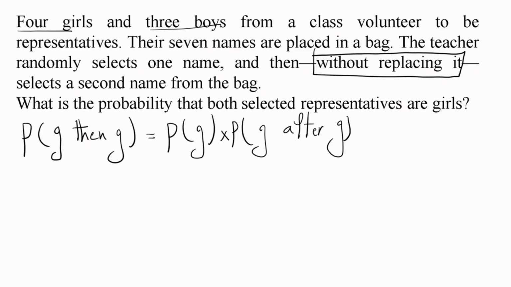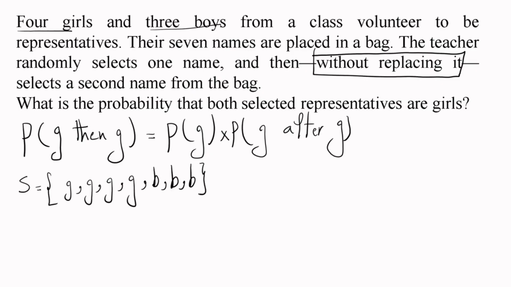I do not know if it is needed to write the sample space or not, but I'm going to write it for you anyway. I have 4 girls, 1, 2, 3, 4. 3 boys, B, B, B. Then I'm going to find the probability of picking a girl's name. What is the number of favorable outcomes? 1, 2, 3, 4. 4. The number of possible outcomes is going to be 7.